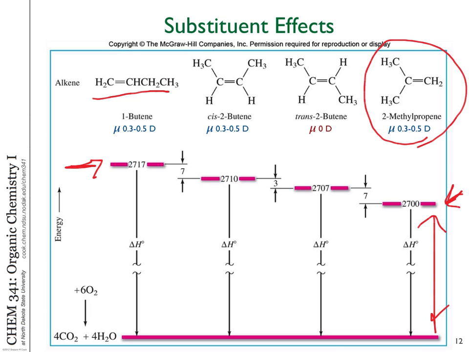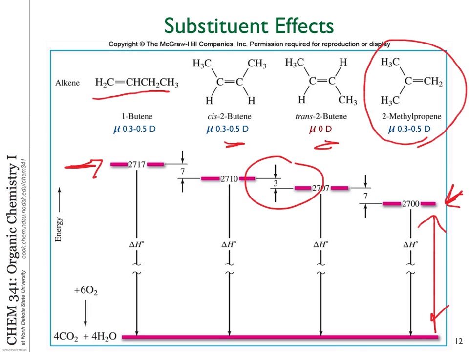Notice, though, if we have 2-butene, either the cis isomer or the trans isomer, it's somewhere in between. But even those two are slightly different in energy. Okay, so there are aspects of these molecules which affect the overall stability of a double bond. One of the things is that the more substituted a double bond is, the more stable it is.